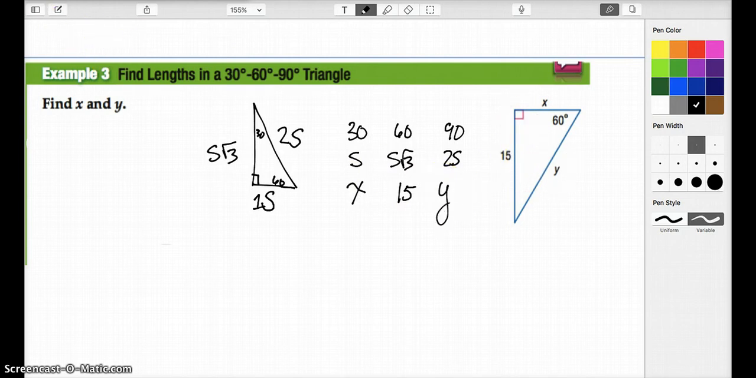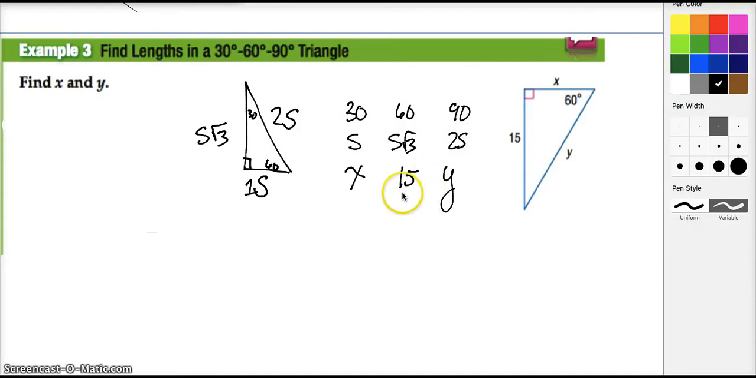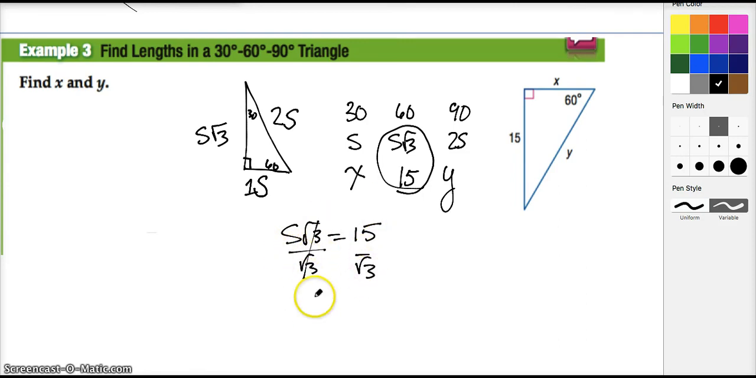All right? So now that I've confirmed that, I noticed I need to use what I got to get what I want, and the only thing I got is 15. So I've got to use this 15 and the fact that S root 3 is equal to 15 in order to find S and in order to find 2S. So I do exactly what you think I do. I set them equal to each other, and now I'm going to solve. I'm going to divide both sides by root 3. Then we got that. This is technically the answer, but in math, we like things a certain way.